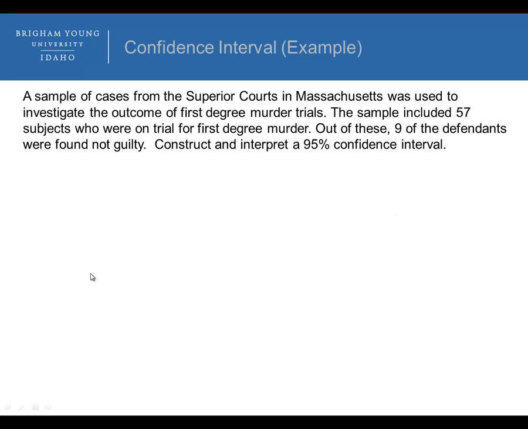Okay? So I'm going to stop the video, and I'm going to continue with confidence intervals in the next example.